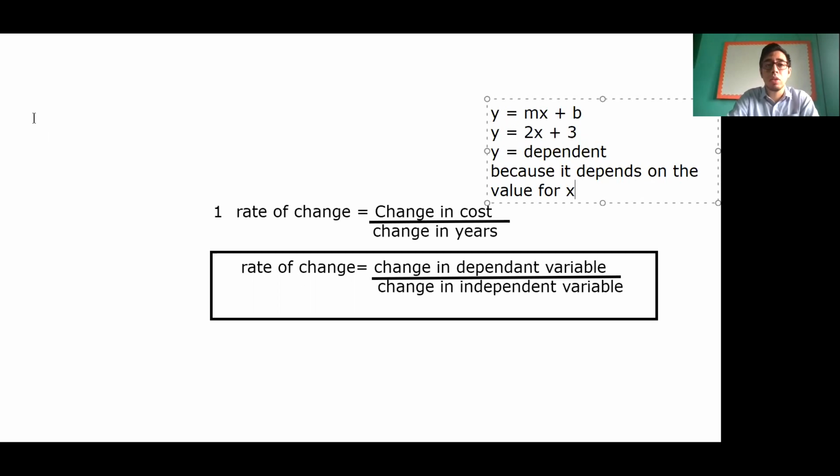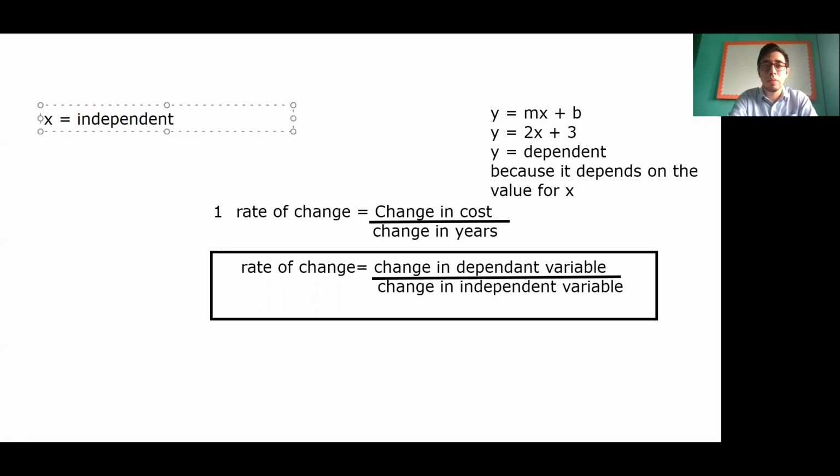And I'm going to write on the other side, okay? x is independent. Why is x independent? Because x doesn't depend on the value of y. You can give any value for x, and it's going to change the value for the other variable, y.